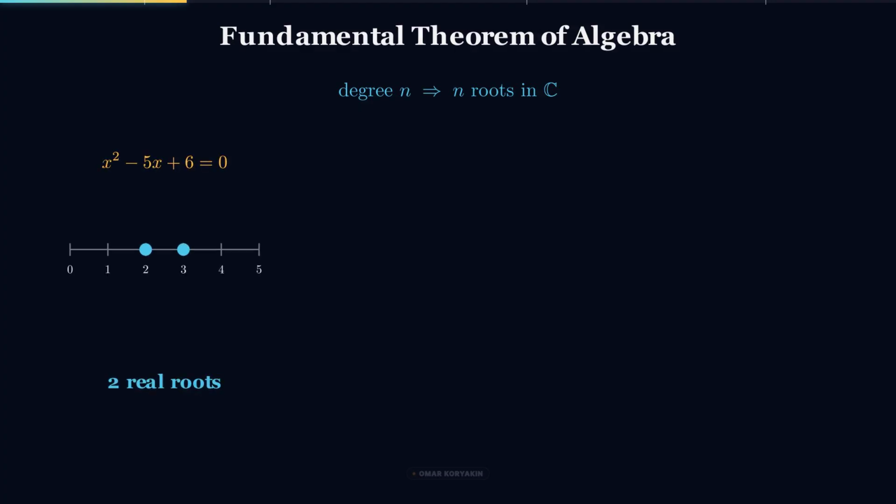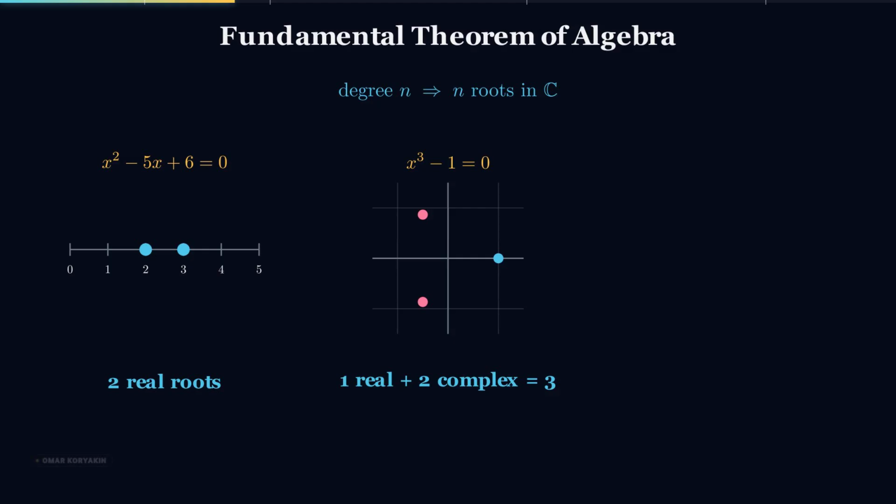The quadratic x squared minus 5x plus 6 factors as x minus 2 times x minus 3. Two roots, both real, sitting on a number line at 2 and 3. Degree 2 roots, the count is exact. The cubic x cubed minus 1 is harder. One root sits at x equals 1 on the real axis. The other two are complex conjugates on the unit circle at angles plus and minus 120 degrees. Three roots total for degree 3, but only one of them is real.